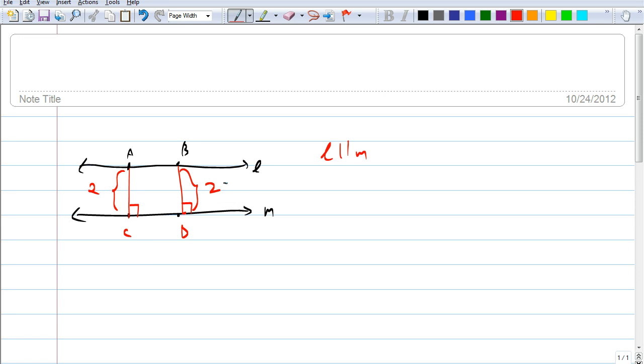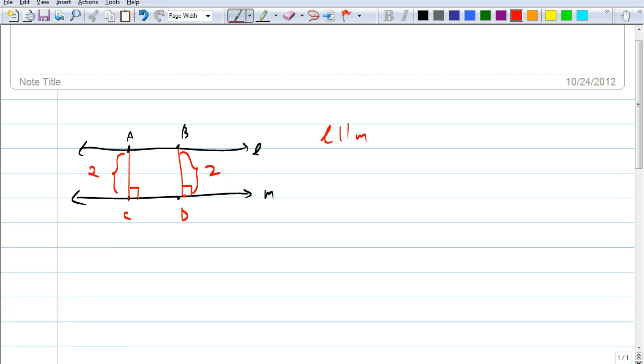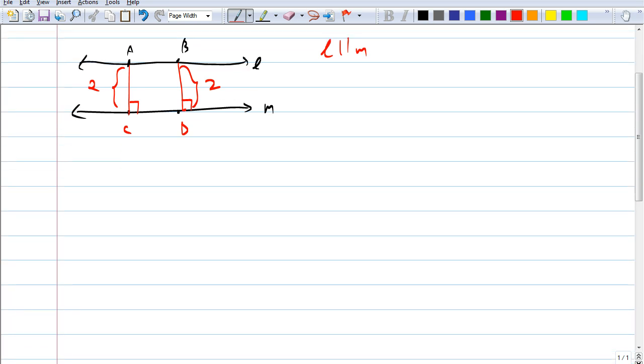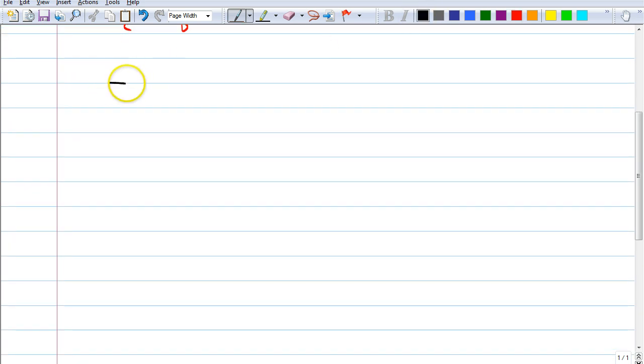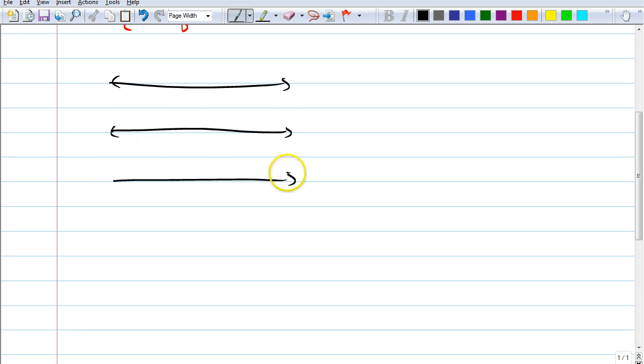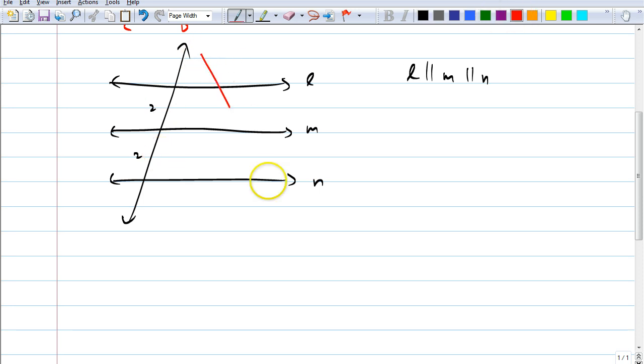Okay. Let me ask you another question then. Class, here. If I have, instead of 2 parallel lines now, 3 parallel lines, let's call them L, M, N. Let's say L is parallel to M, parallel to N. Let's say the distance from here to here again is 2. And let me draw another transversal like this.